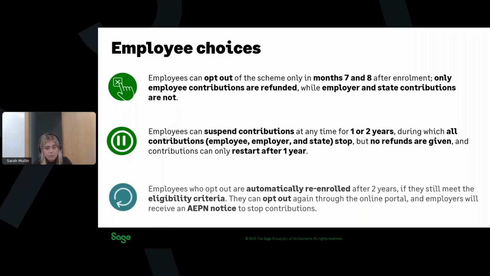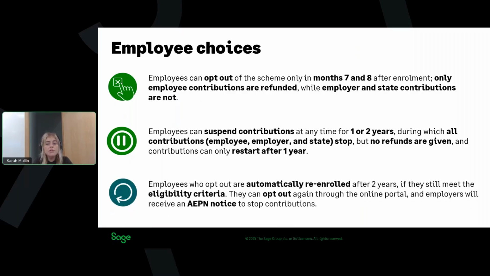Finally, employees who do choose to opt out will be automatically re-enrolled after 2 years, as long as they still meet the eligibility criteria. This just helps people from forgetting to rejoin. And of course, if they do still want to opt out, they can opt out again through the online portal, and you as an employer will receive an updated AEPN for that.